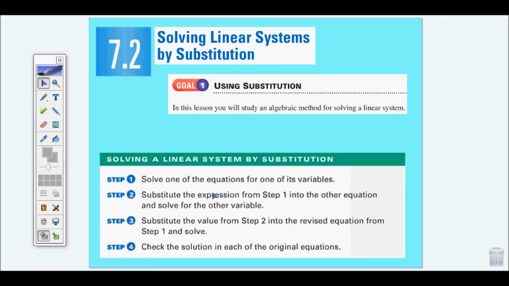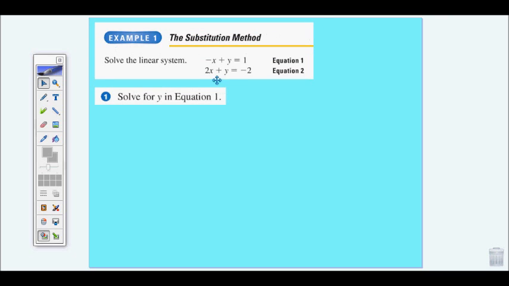So the first method we're going to use is substitution. You can freeze and look at these steps or go back to these steps after you watch how I will do this first example. For the first example for the substitution method, we have two linear equations, and we need to solve them to see what their intersecting point would be.